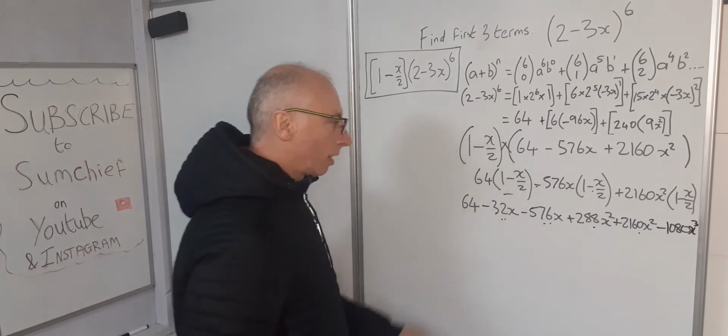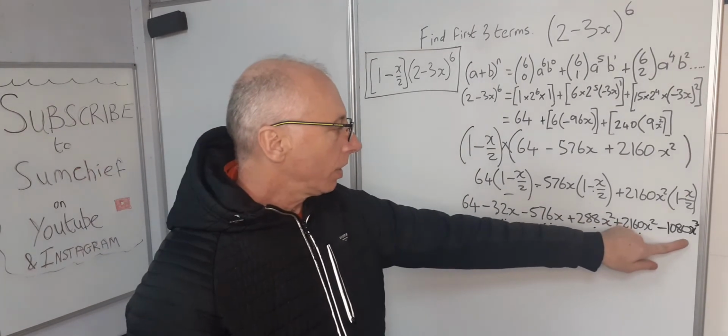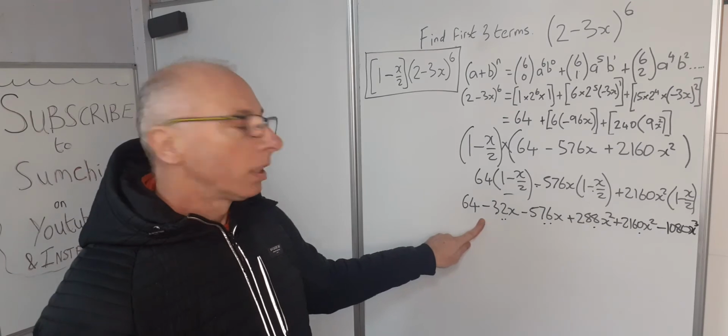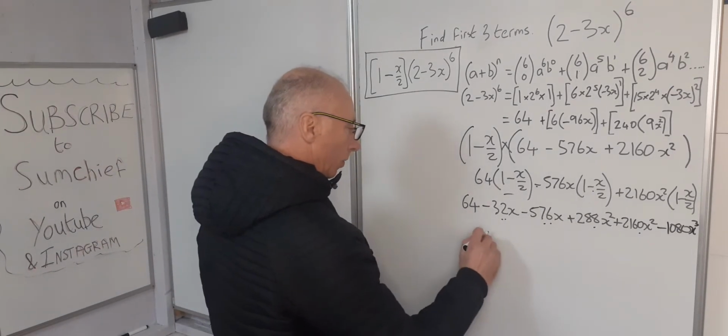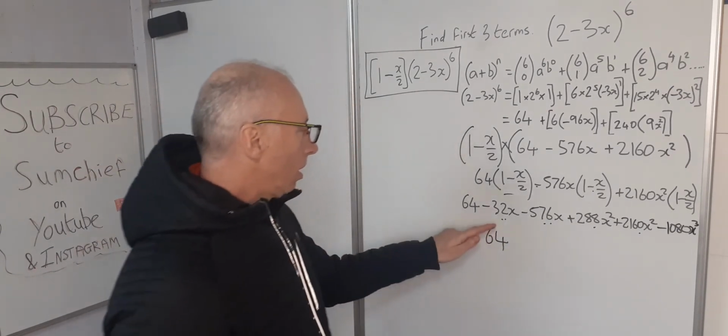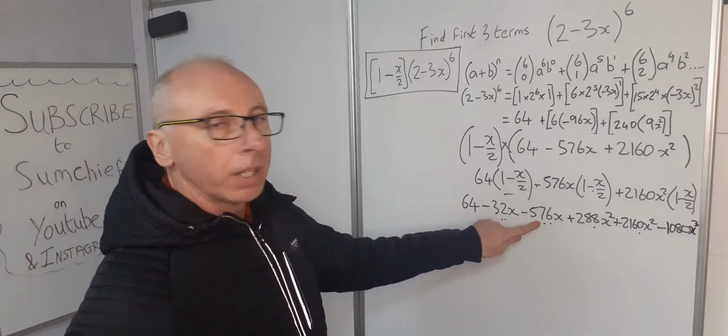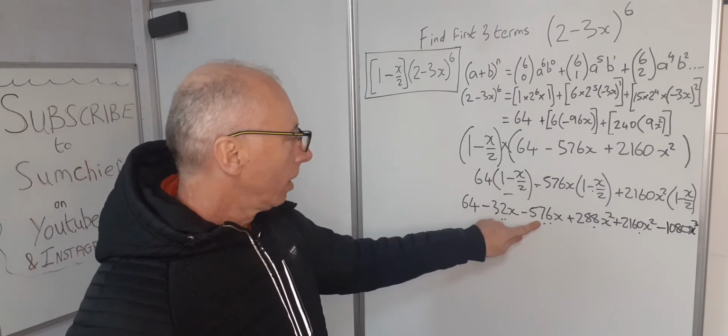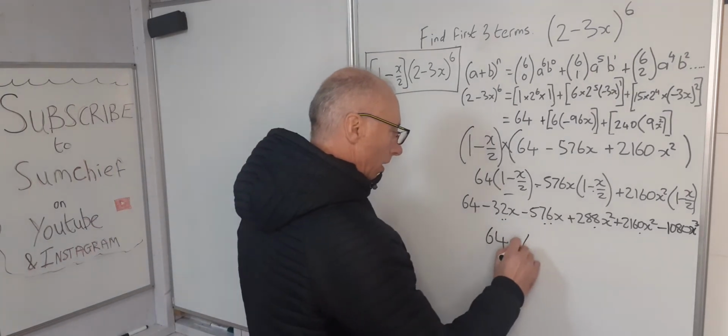Okay, so now we're just going to clean this up, match up the x squareds with the x squareds and the x's with the x's, and work out what they are. This is on its own, this is on its own. That should give us our answer. So 64 minus 32x minus 576x. So that gives us minus 608x.